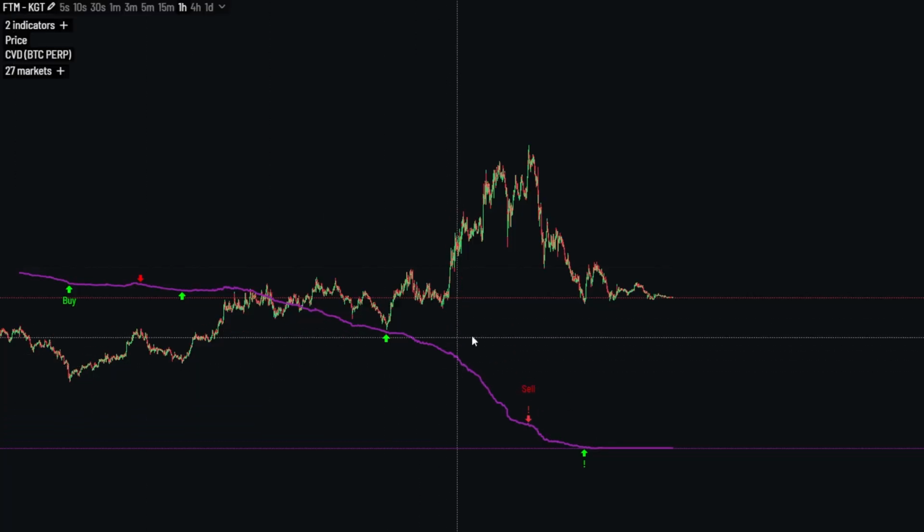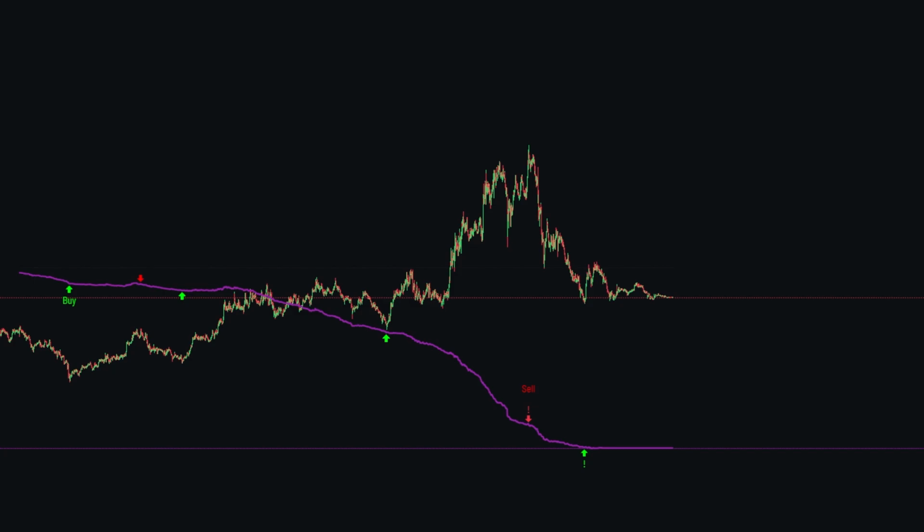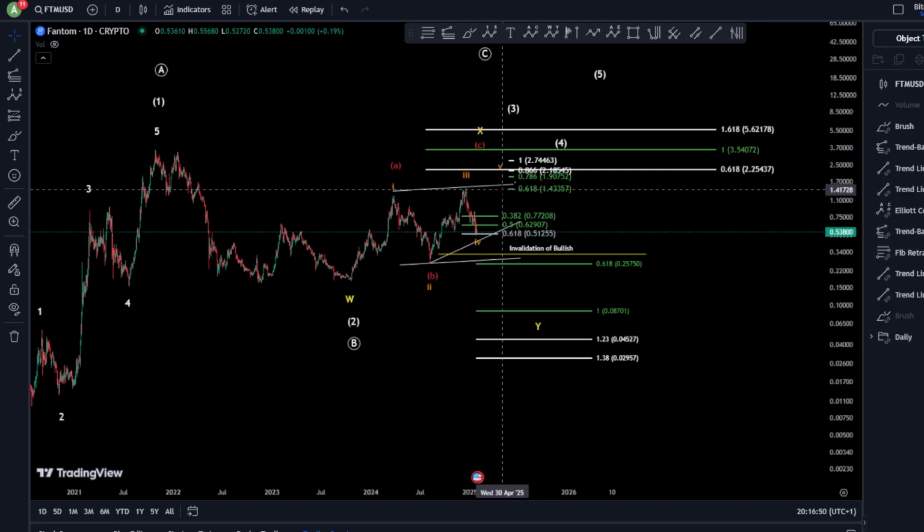If we take a look on KGT here for FTM on the 1-hour chart, we can see we already have a divergence for bullish signals here, as you can see, very clear. And this might be the ignition for your wave 5 toward the upside that we have talked about in this area.